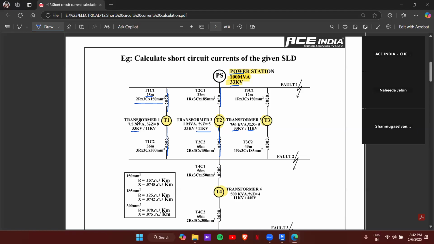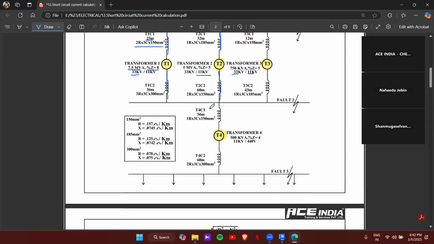And for each transformer, its capacity is given here: 7.5 MVA, 1 MVA, 750 kVA, then 500 kVA. Also, the impedance is given as a percentage, that is the impedance of transformers 1, 2, and 3. Impedance means the resistance offered by that equipment. Here it is 8%. And when it comes to this side, T4 C1 or transformer 4, the primary side will be 11 kV and the secondary will be 440 volts.